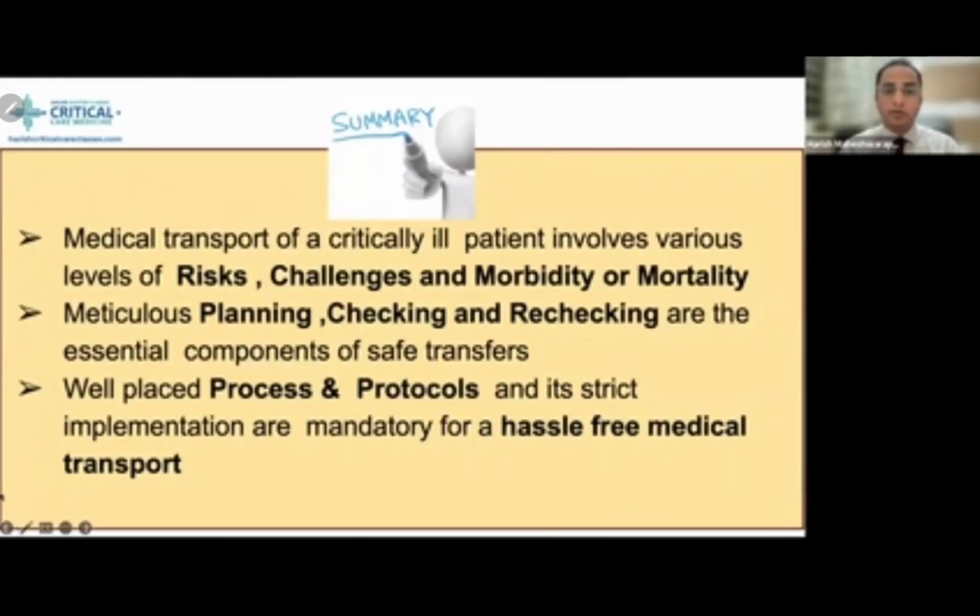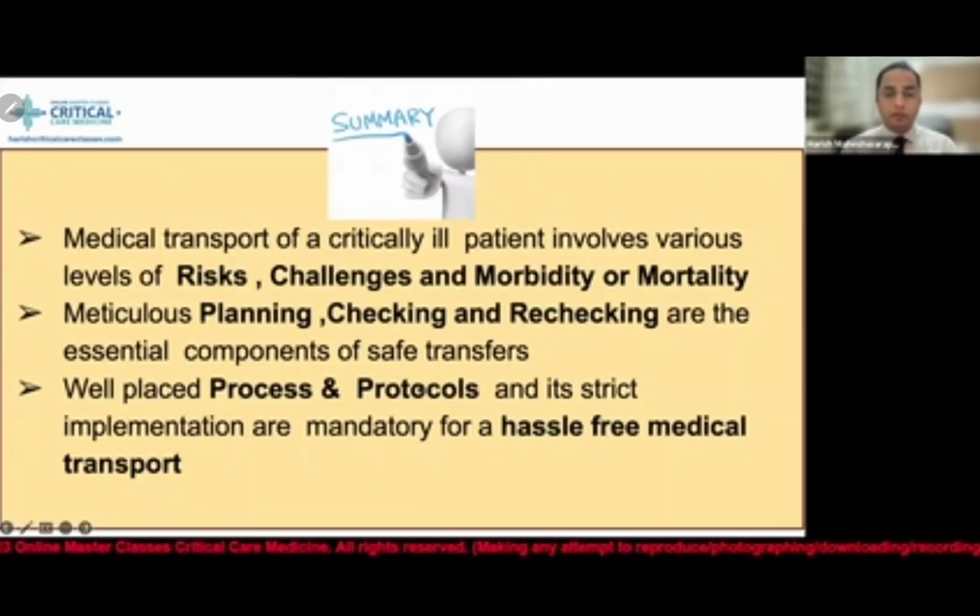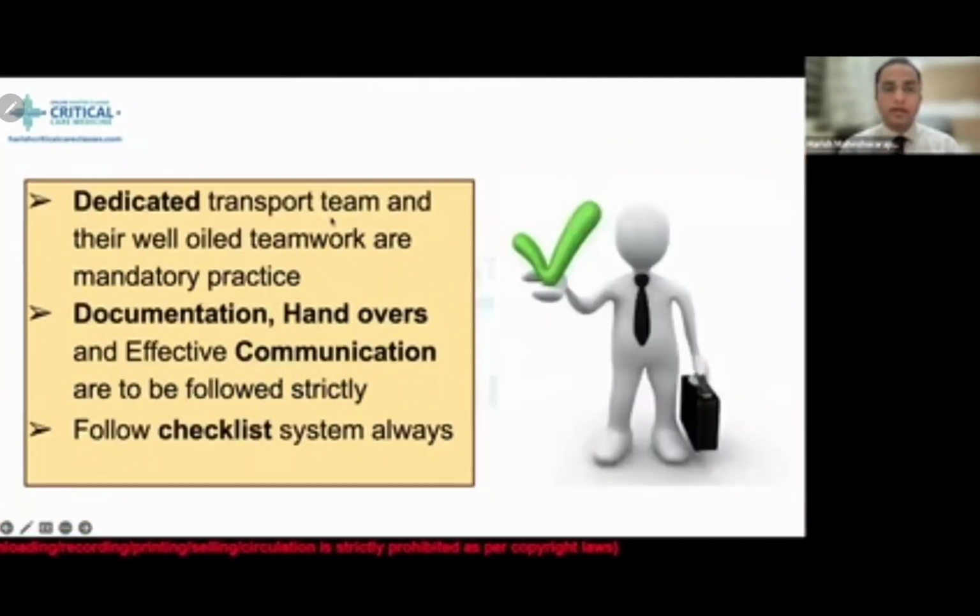To summarize, medical transport of critically ill patients involves various levels of risk, challenges and morbidity or mortality. Meticulous planning, checking and rechecking are the essential components of safe transfers. Well-placed processes and protocols and their strict implementation are mandatory for a safe medical transport. A dedicated transport team and their well-oiled teamwork are mandatory practices. Documentation, handovers, and effective communication are to be followed strictly. Follow the checklist system always whenever appropriate.